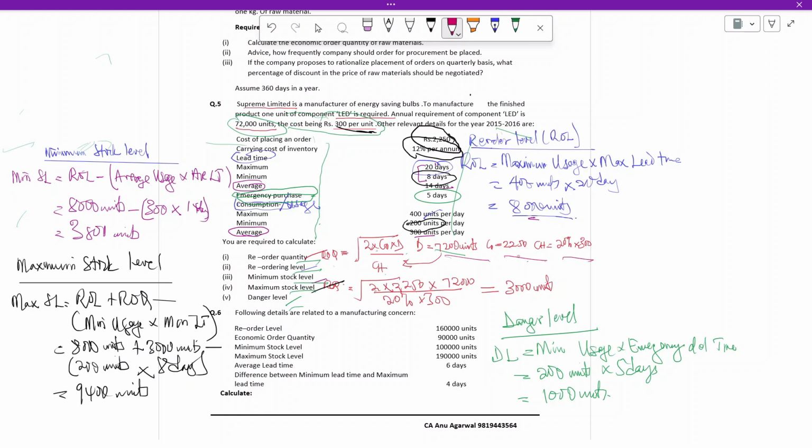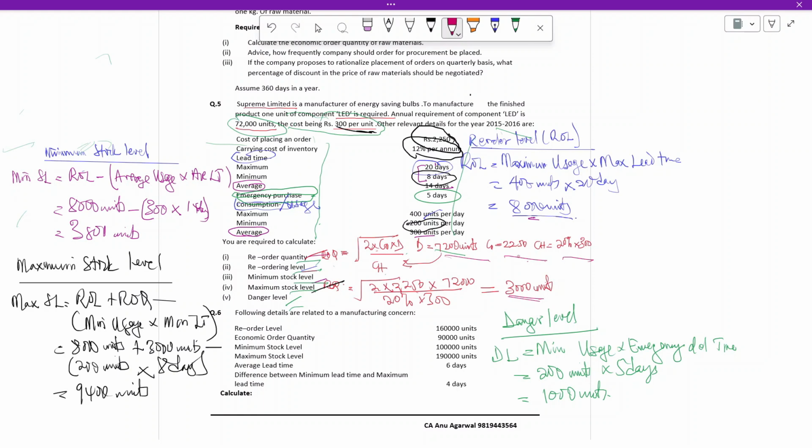After getting the details, we plug all these into the formula. So we get the square root of 2 times 2250 times 72,000 all divided by 20% times 300. And we are going to get 3,000 units. So the first option is good. If you don't know how to calculate reorder quantity, I have the link in the description to the video that I have done on reorder quantity calculations. So you can click on it and refer and come back to this video.